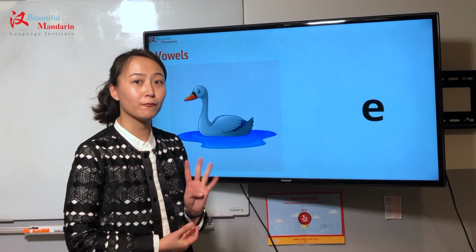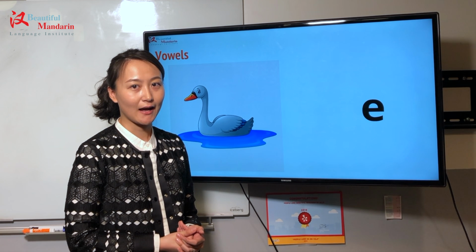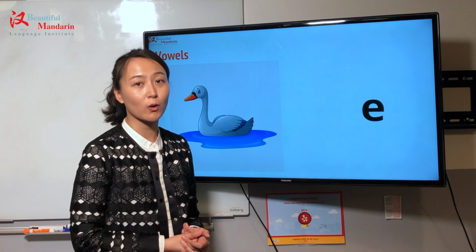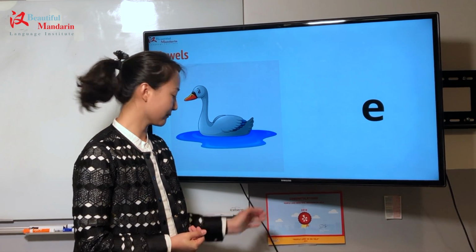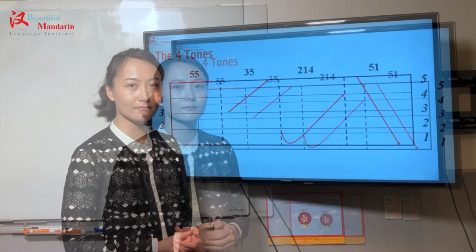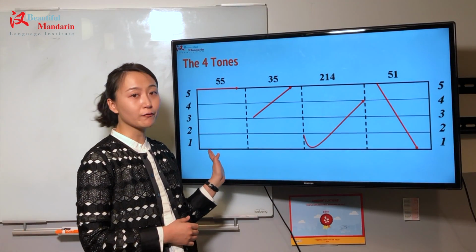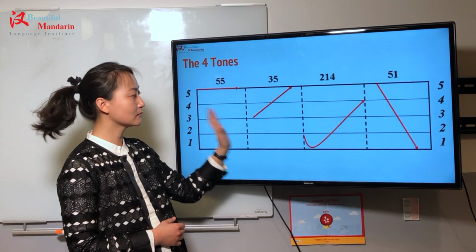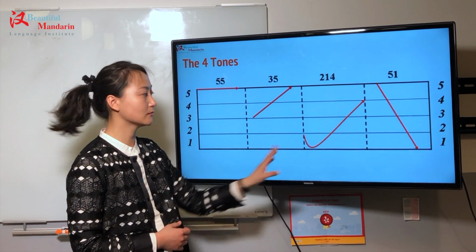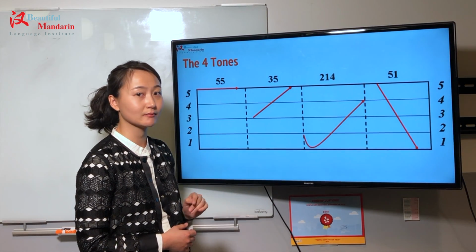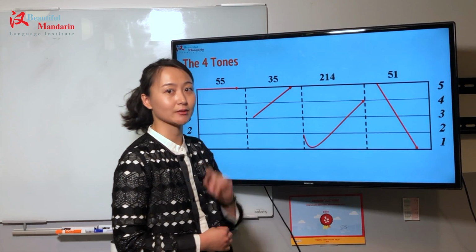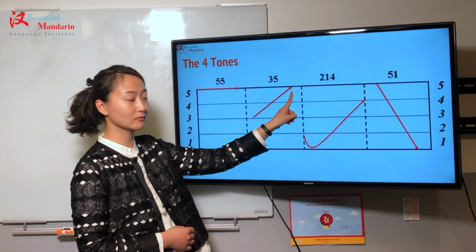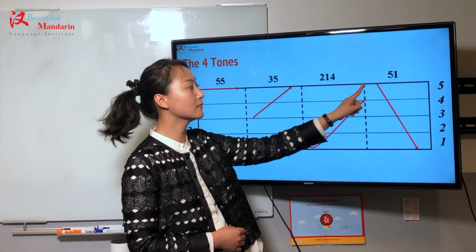And we have 4 different tones in Mandarin. Now that we've learned the 3 vowels already, let's first take a look at the 4 different tones in Mandarin. These are the 4 different tones in Mandarin. 一声, 二声, 三声, 四声. 一声, 二声, 三声, 四声.